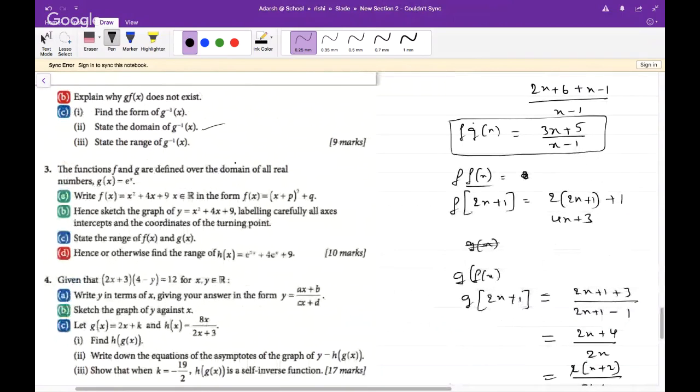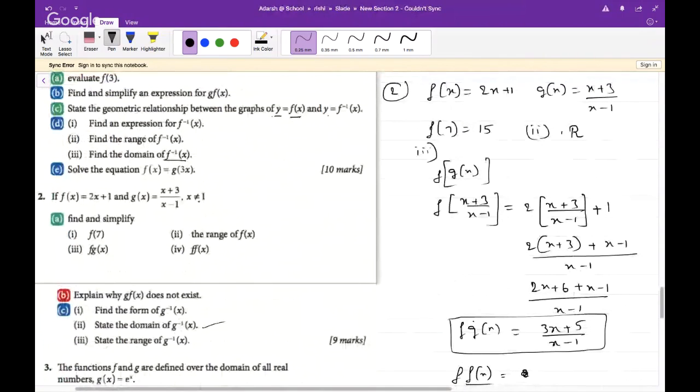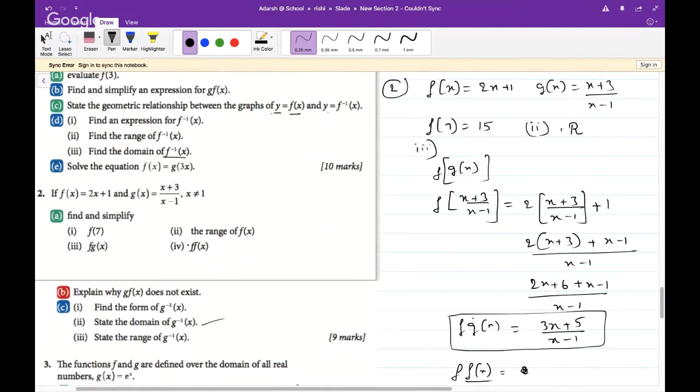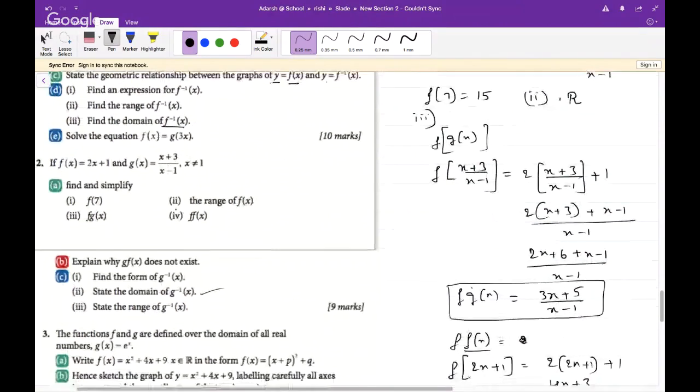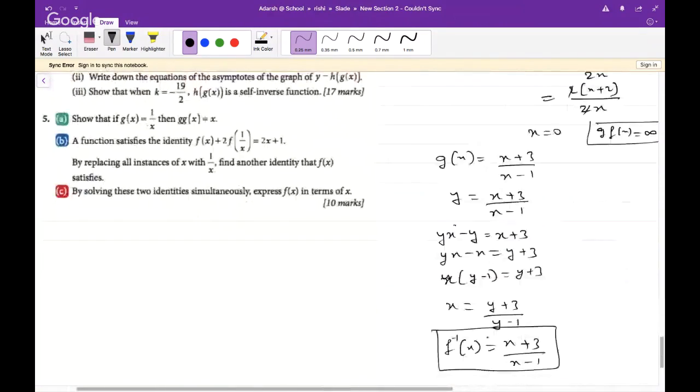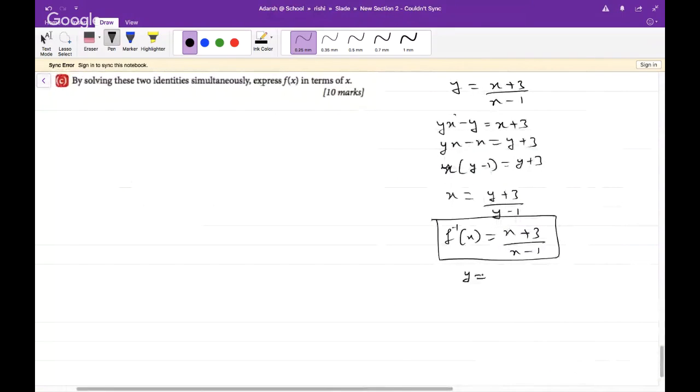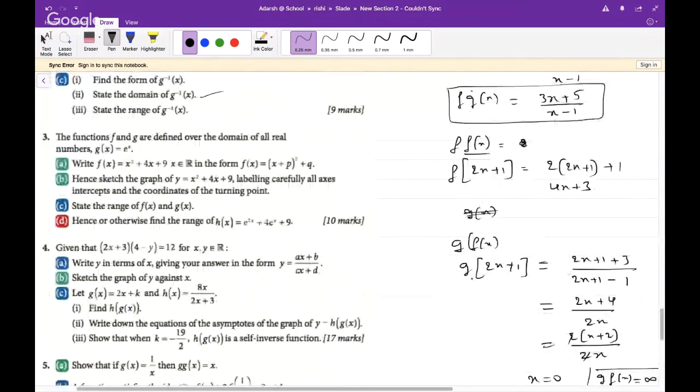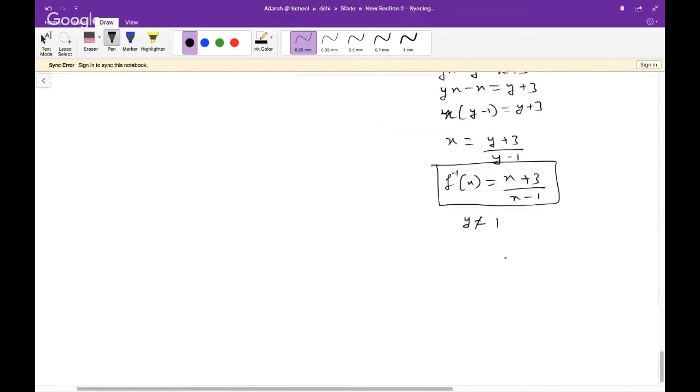Next, state the domain of g inverse of x. Now g function happens to be, the domain is nothing but the range of this. So in the range of this, we were getting y is equal to 1 was not possible. So y is equal to 1 is not possible in this. So the domain is x not equal to 1. Okay. The range of g inverse of x will also be the same thing, where x is not equal to 1.